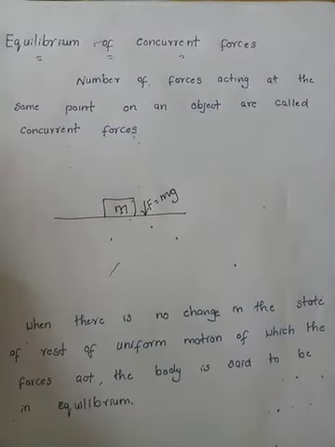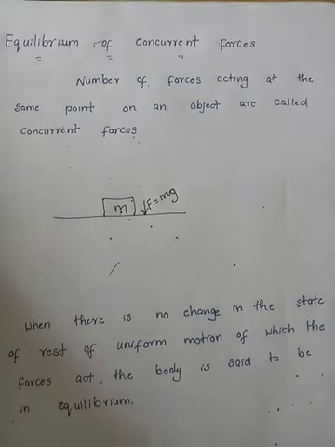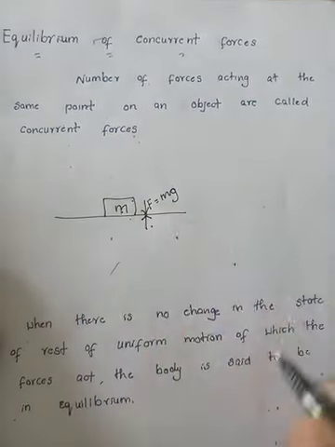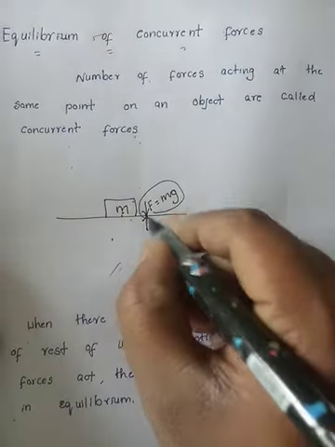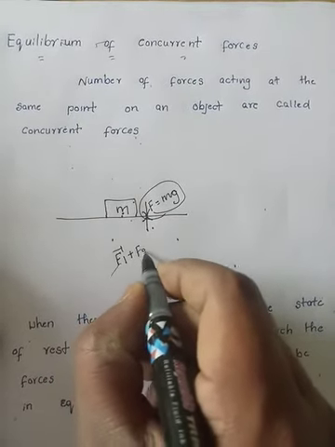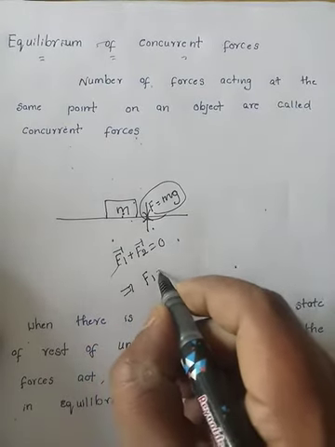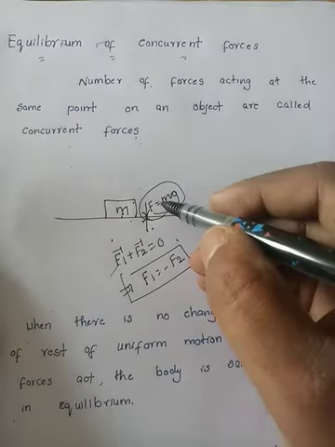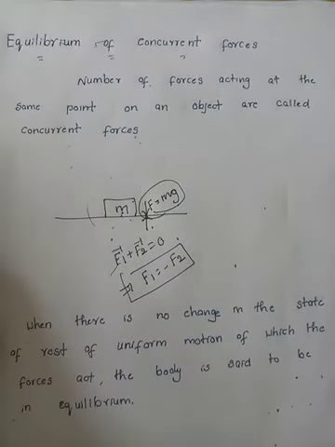As in the previous class, we said Newton's third law. What is that? For every action, there is an equal and opposite reaction. The table also exerts the same force in the opposite direction at this point. Then what happens here? The net force is 0. F1 bar plus F2 bar equals 0. That implies F1 equals minus F2. So, if both forces are equal and opposite, then the body is at rest.